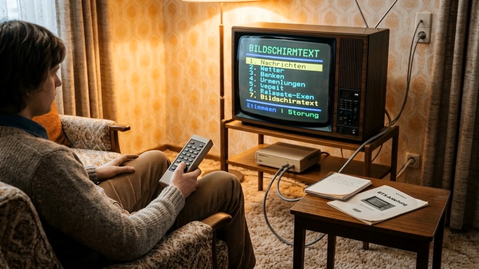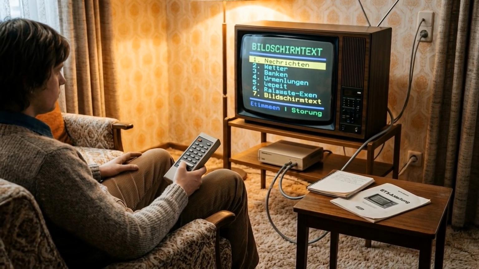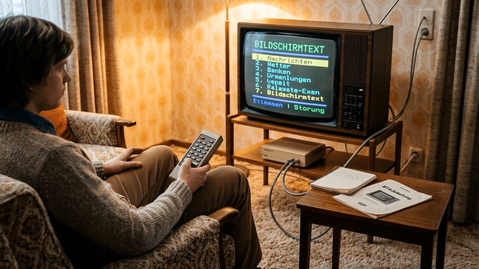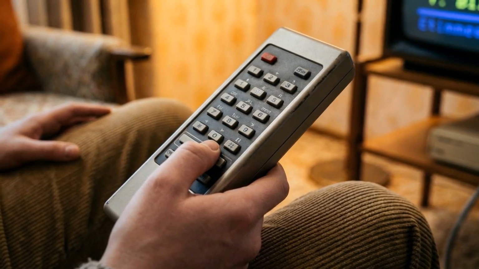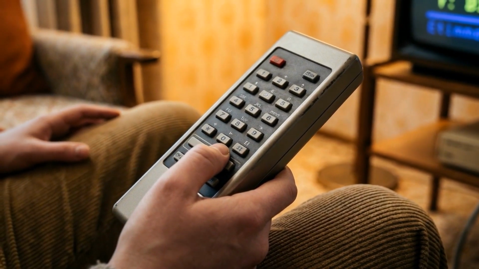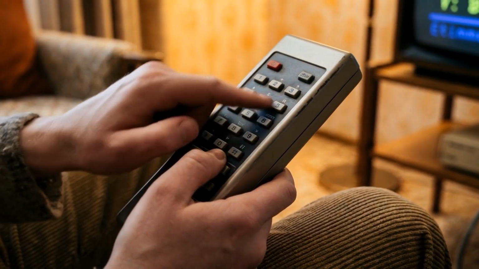In 1968, home computers didn't exist, but most households had a color television and a telephone. BTX was designed to connect these existing technologies. A simple decoder box connected the phone line to the TV, turning it into a network terminal. The remote control served as the keyboard. It was a system for the masses, built with the technology of the day.